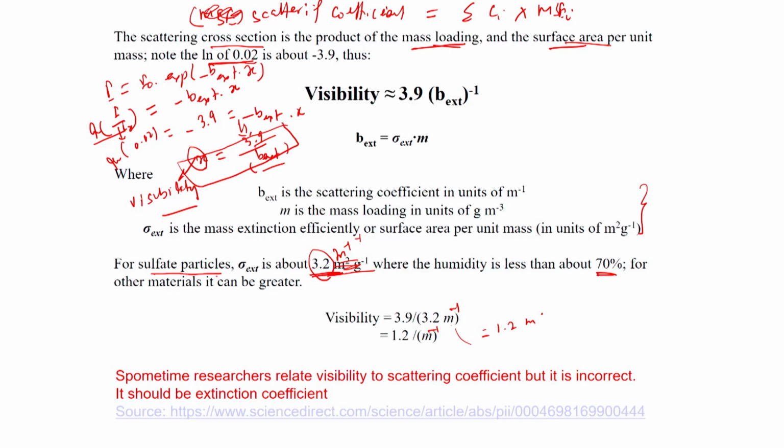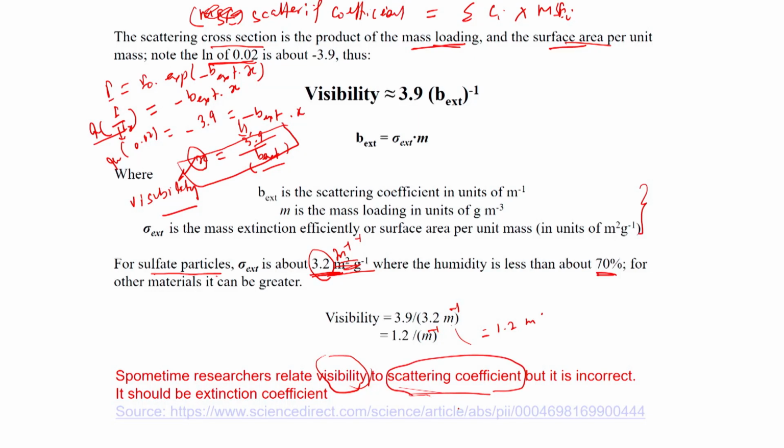This is just because of the sulfate particles, single sulfate particles, but in the atmosphere you don't have single particles, you have many particles. So you can actually calculate the kind of extinction that is there. Sometimes researchers relate visibility to the scattering coefficient. There is actually confusion whether visibility is related to the scattering coefficient or the extinction coefficient.